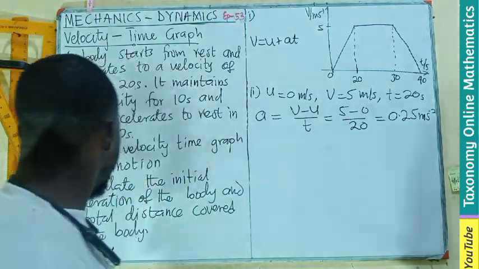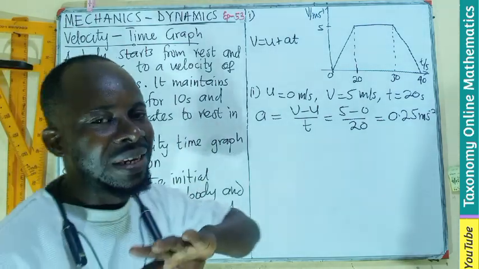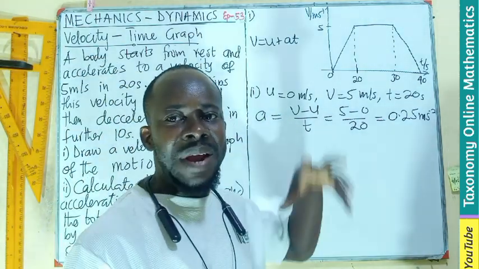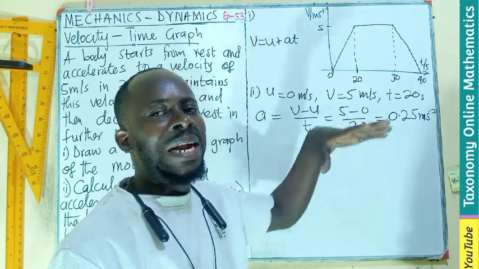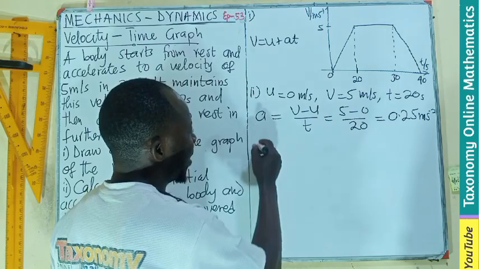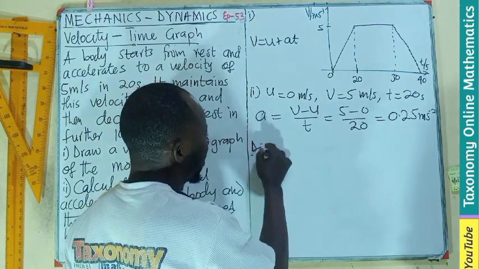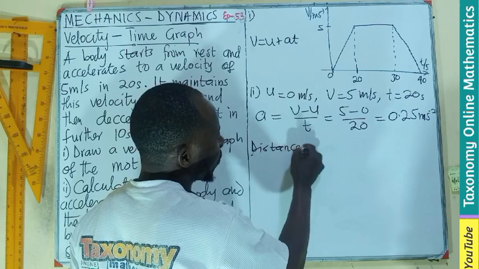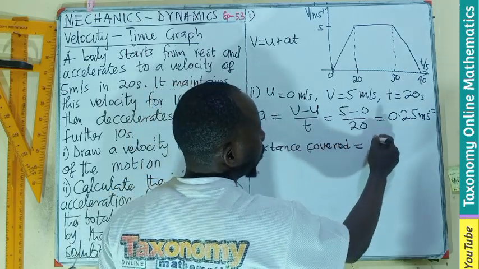All right. Then we are also asked to find the total distance covered. The distance covered is the area under the curve, or area under the graph. So we can say that distance covered, let's begin with distance covered equals what?